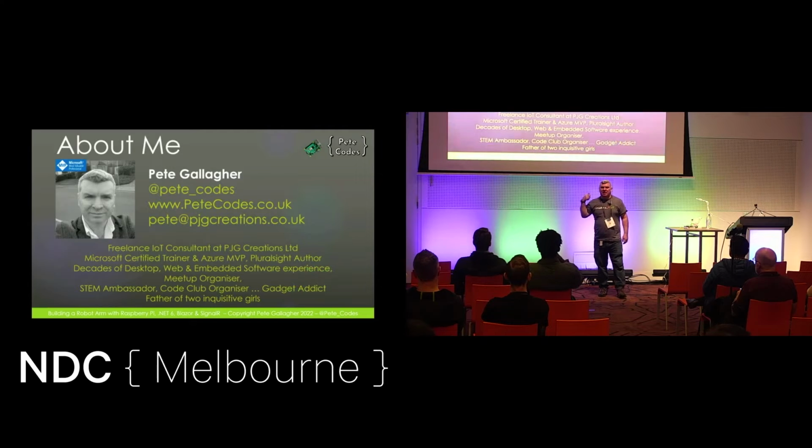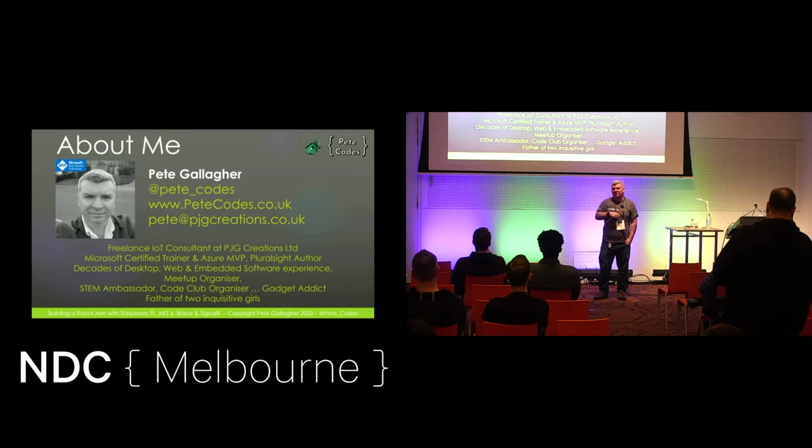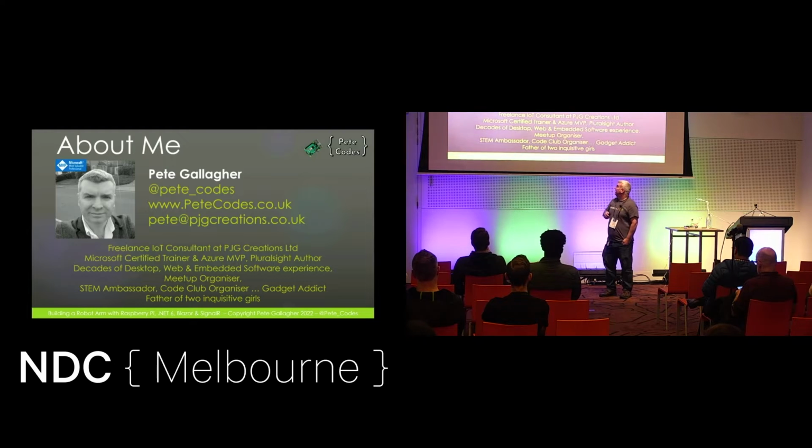So a tiny little bit about me. I'm a freelance IoT consultant. I'm in the UK normally, which actually plays a little tiny part in this. There'll be a guessing game for you in a bit later on. I'm also a Microsoft certified trainer and an Azure MVP, a Pluralsight author, and I run a bunch of meetups as well, so I like to keep myself busy. I've got 2 little girls at home, and so that's inspired me to become a STEM ambassador and a code club organizer, because I like to make sure that there's facilities there for everybody to learn this sort of stuff. So yeah, that's about me.